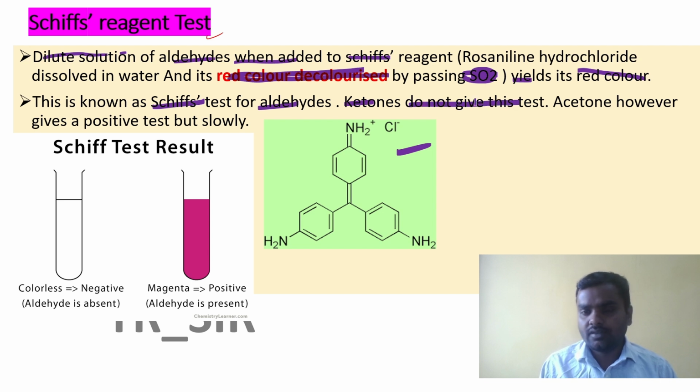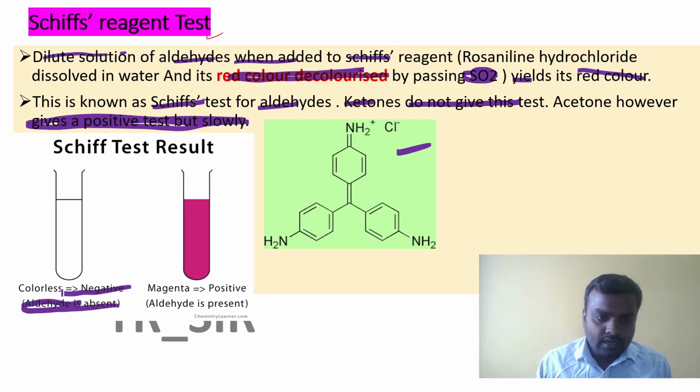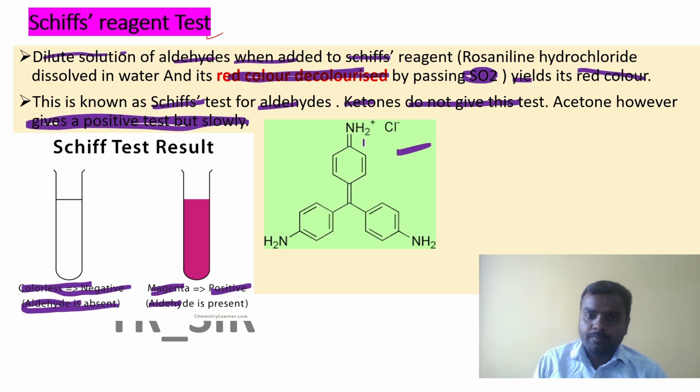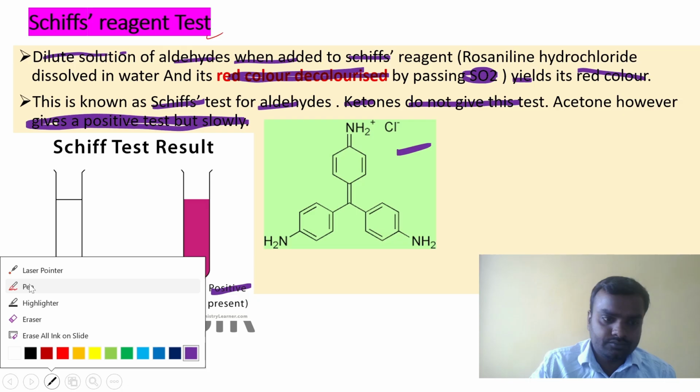Ketones do not give this test. Acetone, however, gives a positive test but slowly. So this point is important: acetone will give the reaction only very slowly. Now you can see here, if aldehyde is absent in this solution, it is colorless, looking very white. If aldehyde is present, you can say it is a positive test. You can say magenta, right? So here, this structure will be para rosaniline hydrochloride.